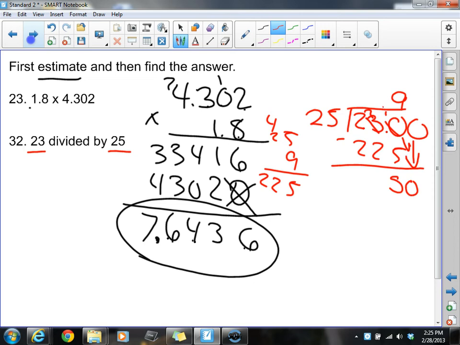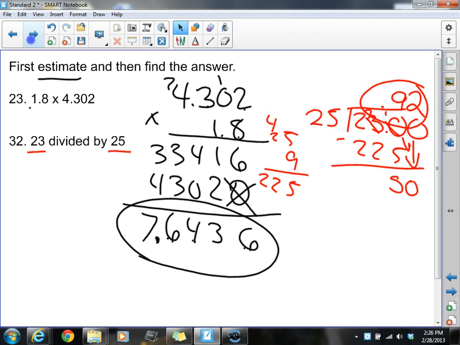Oh, I know this one. I'll pull out my decimal point. 5 goes into 50 2 times. So there we go. My answer is 92 hundredths. So that is adding, subtracting, multiplying, and dividing with decimals.